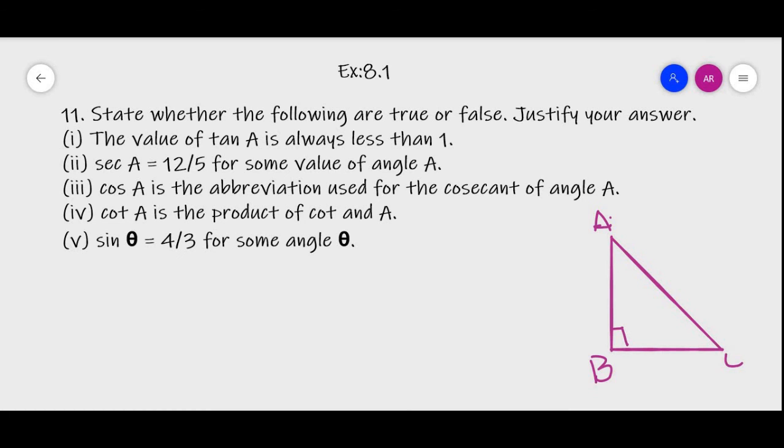So let us see what is the first question that has been given to us. In here, the value of tan A is always less than 1. Is it true or false? And we also have to justify our answer. So you could simply say this statement is false.